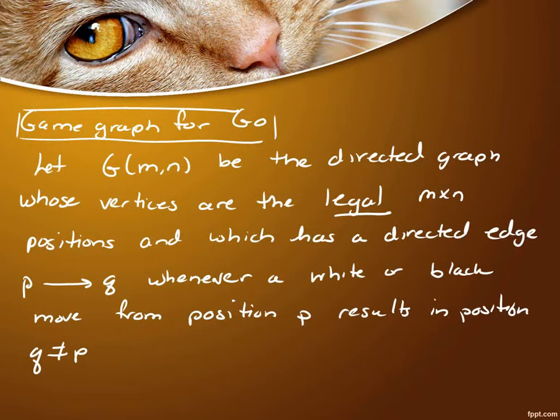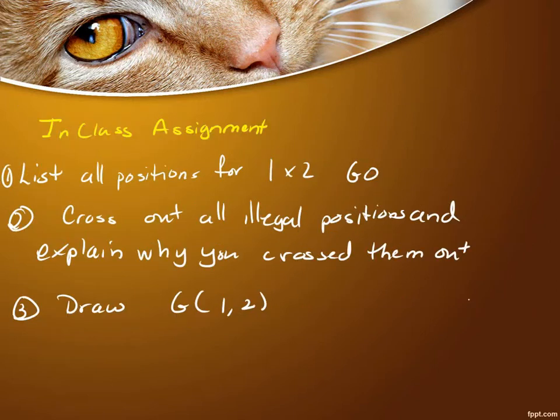So if you have the game Go, you define G of m,n to be the directed graph whose vertices are the legal positions. So you need a list of all legal positions first, and they're the m by n positions which have a directed edge from P to Q wherever a white or black move from position P results in position Q, which is not the same as position P. So you can't come back to position P itself. So what I'd like you to do is to list all possible positions for 1 by 2 Go, and then cross out the illegal positions, and then draw the graph.